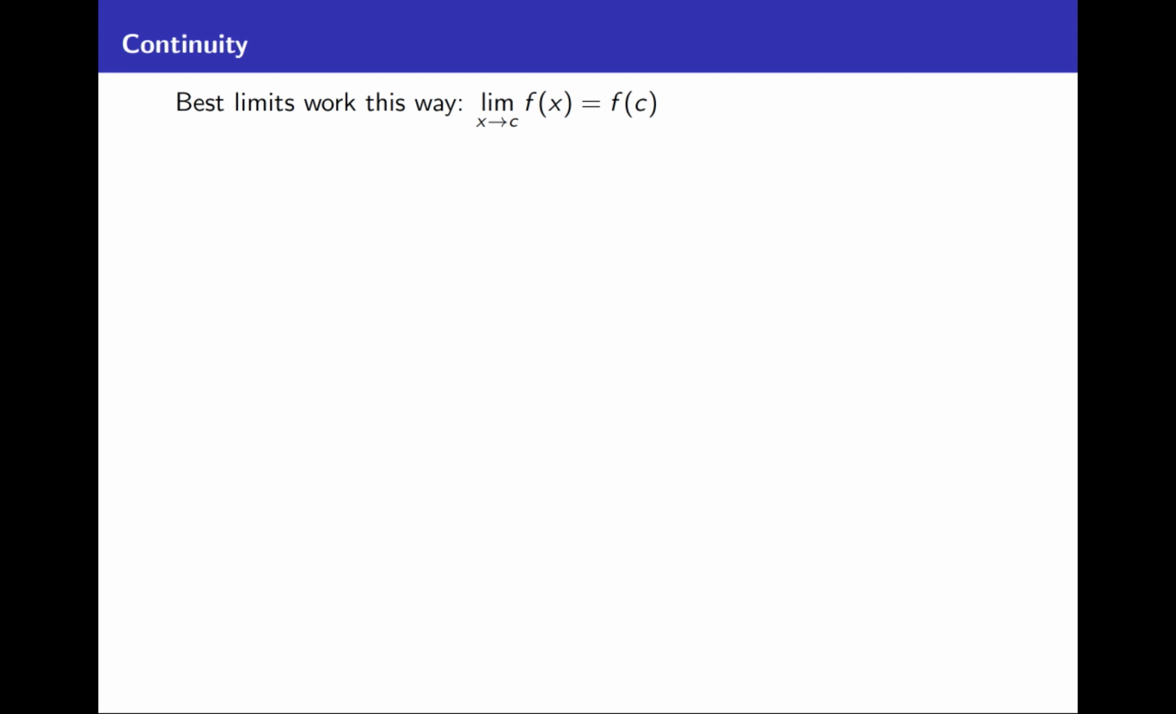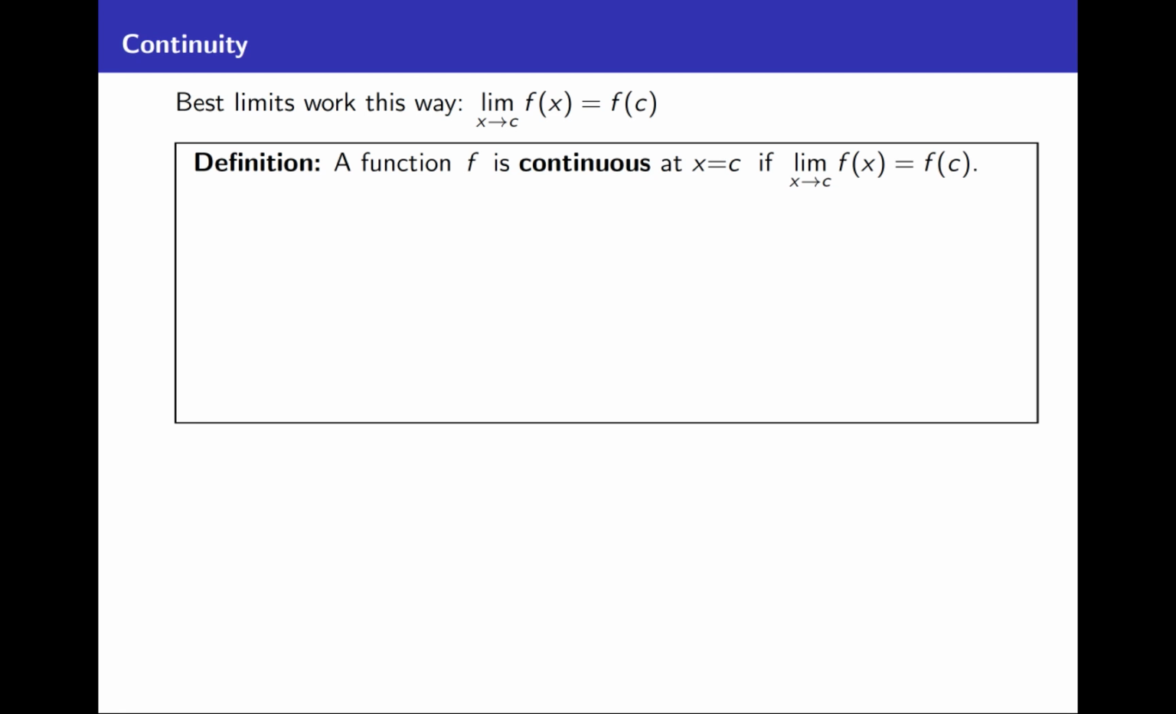Usually you have to do some algebraic simplification before you plug in the c. But eventually you boil it down to a limit where you can just plug in the c. Other functions work this way right off the bat. The limit as x approaches c of sine of x equals sine of c, for instance. And that's a good thing. We're going to take this good thing and make it part of our definition of continuity.